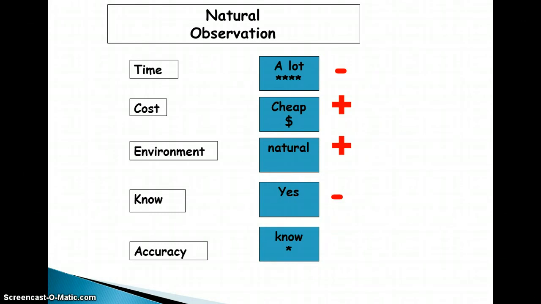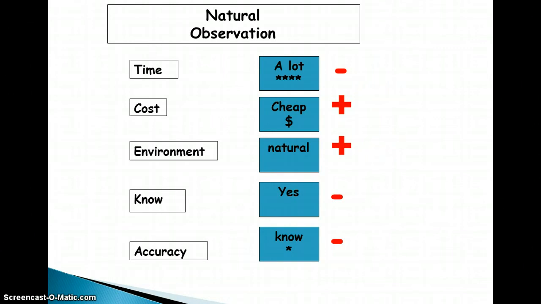The fact that they know they're being studied, as I mentioned earlier in my example, is a disadvantage, because most people then change their behavior, either for better or for worse. And accuracy, that is a disadvantage. It's not very accurate for a couple of reasons. One, because people know they're being studied, and so they change their behavior for better or for worse.